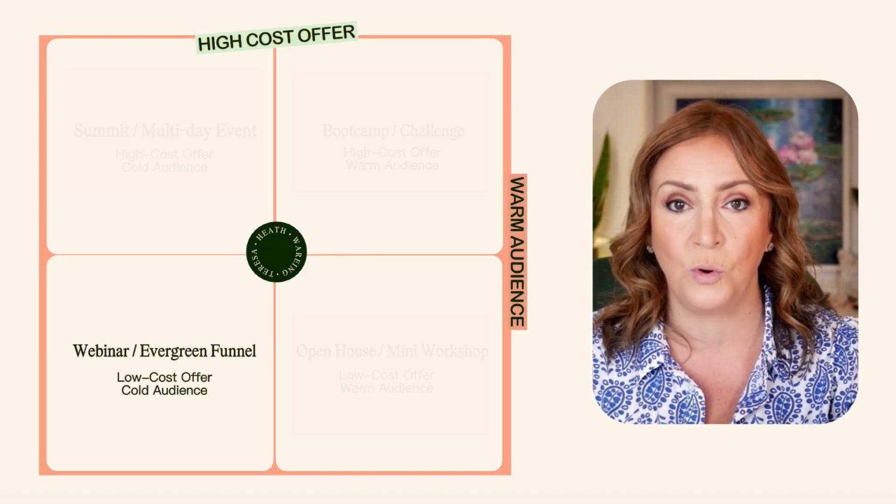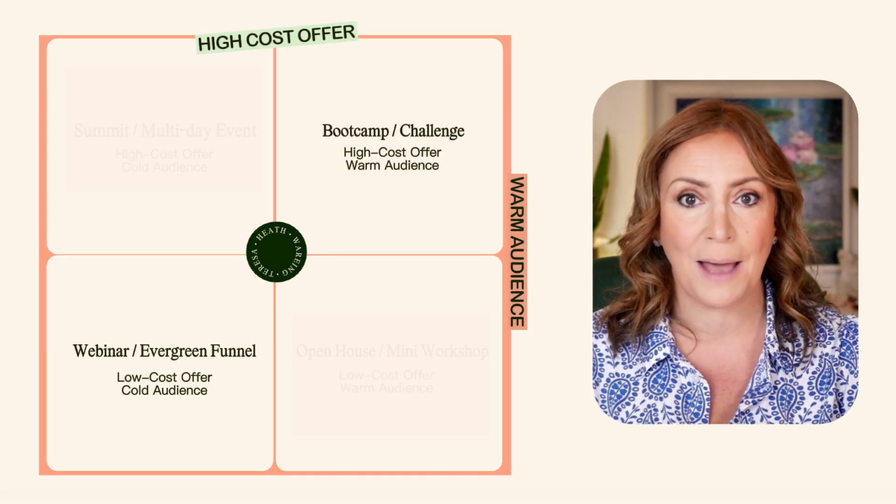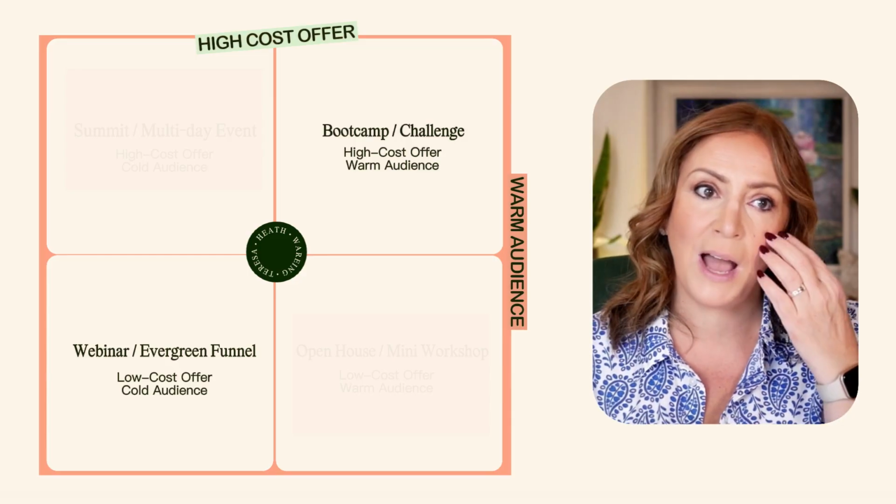So bottom corner, if you've got a low cost offer and you have a cold audience, then doing something like a webinar or an evergreen funnel could work really well for you. Then let's go to the other extreme. Let's say you are doing something that is high cost and you have a warm audience. Something like a bootcamp, a challenge, or a paid workshop would work really well. So these are the things that I tend to use. I have a warmer audience. Now, even if they're not super, super warm, if you are known for the thing and they've only just come into your world, but they can see that you have lots of experience, you've spoken in lots of places, you are known for this, then that helps warm them up quicker.